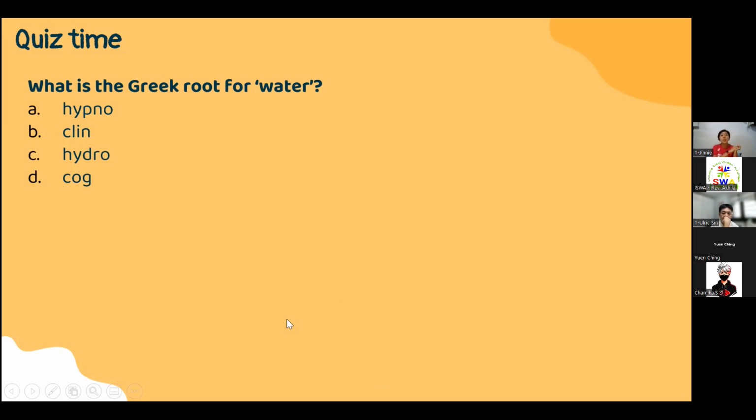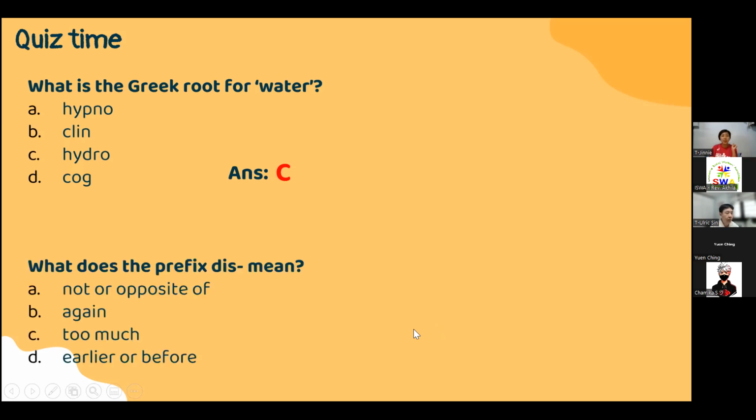If anyone can give me an answer. So what is the Greek root for water? Let's see, I've got somebody. Thank you, Sheshi Fernando. Yes, hydro. Very good. Because of words like hydrogen, hydration, hydraulic, they all come from the word hydro that has the meaning of water or liquid. Very good, thank you. Okay, next question.